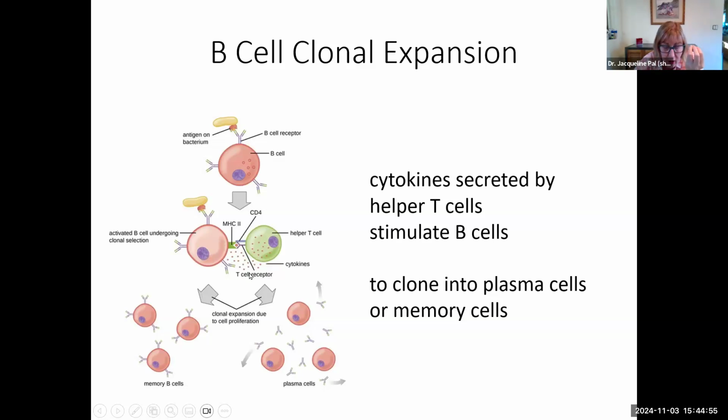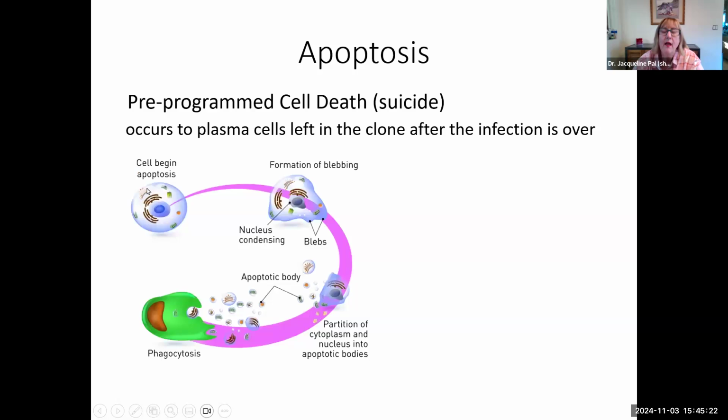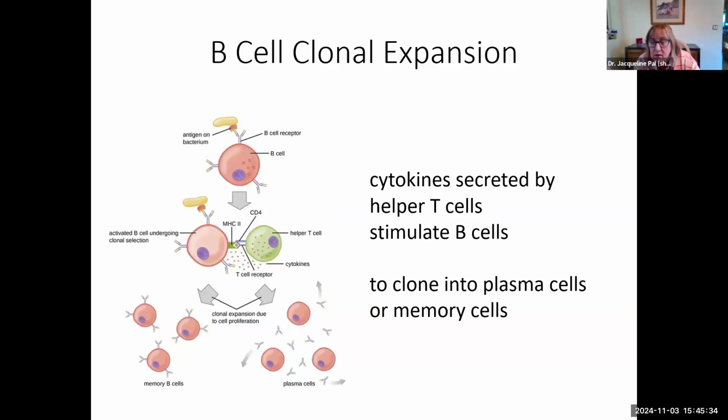Depending on what message they are getting from cell signaling, beyond the scope of this class, they will either become plasma cells churning out massive amounts of antibodies specific to this antigen, or they will become memory B cells that can only make antibodies specific to that antigen. Now, when that antigen is taken care of, we don't want to have millions and millions of those plasma cells left over. That would not be a good thing.